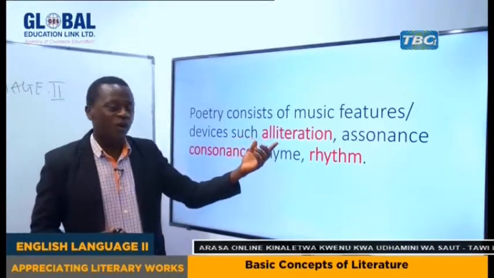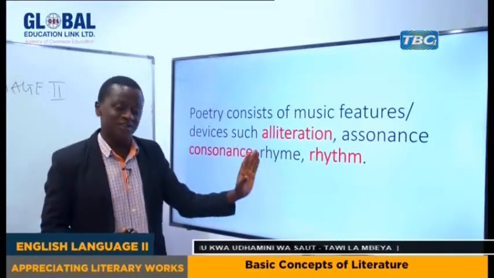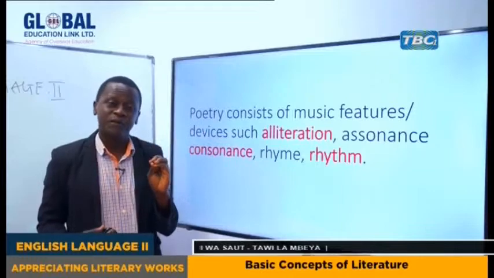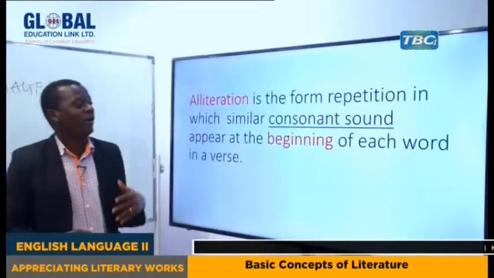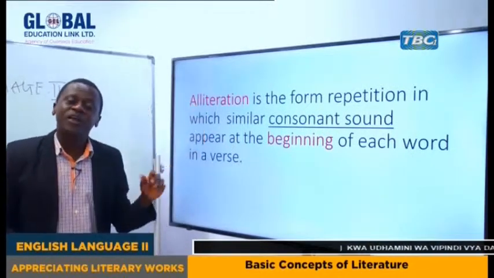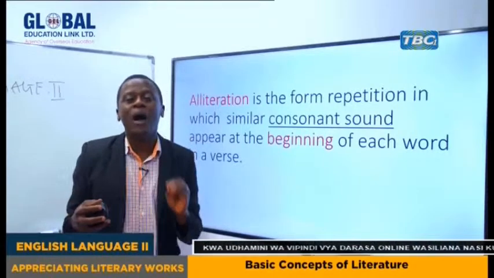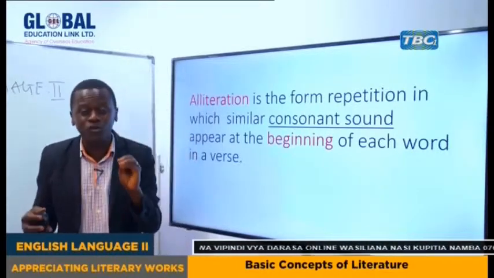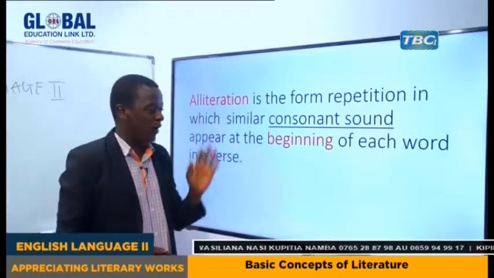Now, back again to you. What is alliteration? What is assonance? What is consonance? These devices have to be understood. Now, let's look at them one after the other quickly. We have here alliteration. Alliteration is a form of repetition in which a similar consonant sound appears at the beginning of each word in a verse. Let us go to an example of how that works.